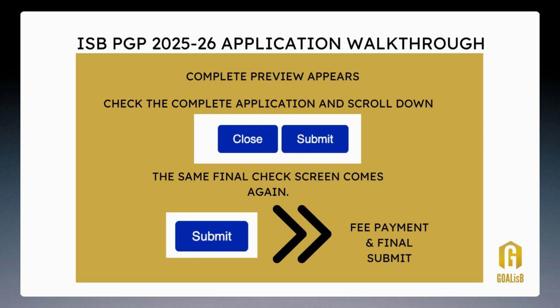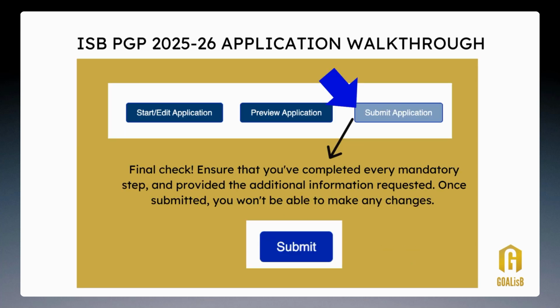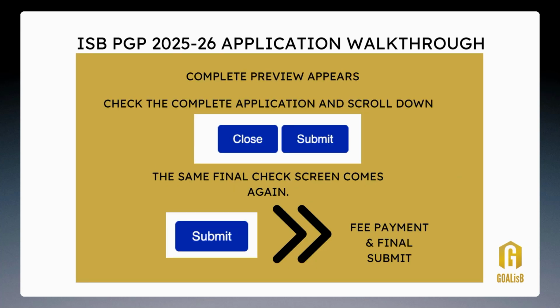When you click on submit, the same screen comes again, the screen which says that this is the final check, ensure that you've completed every mandatory step. So please cross check your application again and again before you come to this step. Now, this screen will again come. When you click this submit button, it will take you to the final submission and the fee payment option. This is the whole process of submitting your application, which takes you through re-evaluating your application again and again till you come to the final payment and the submission.